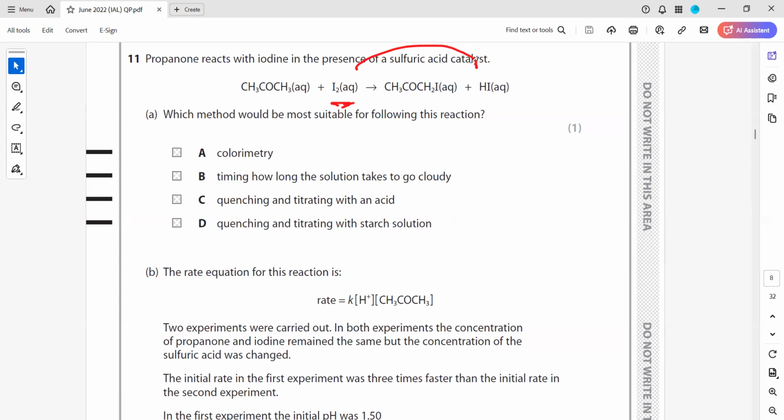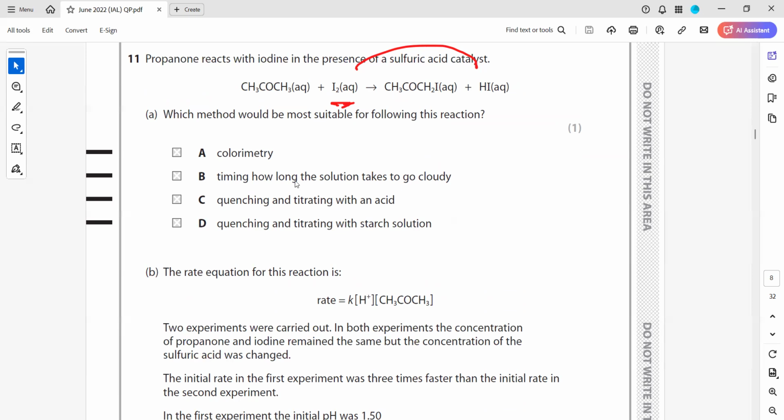Colorimeter, if there is a color change, or timing how long the solution takes to go cloudy, or quenching and titrating with an acid, or quenching and titrating with a starch. So quenching will be necessary. Quenching is necessary when you take a sample out. If you take a sample out, you have to quench, otherwise the concentration will change. If we are quenching, then we have to take a sample out.